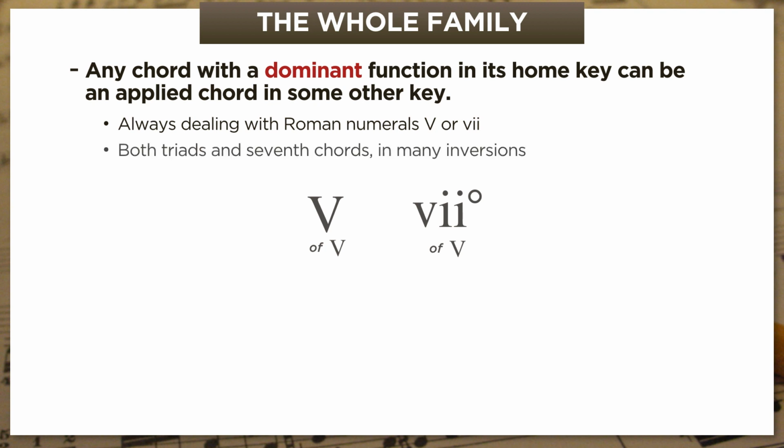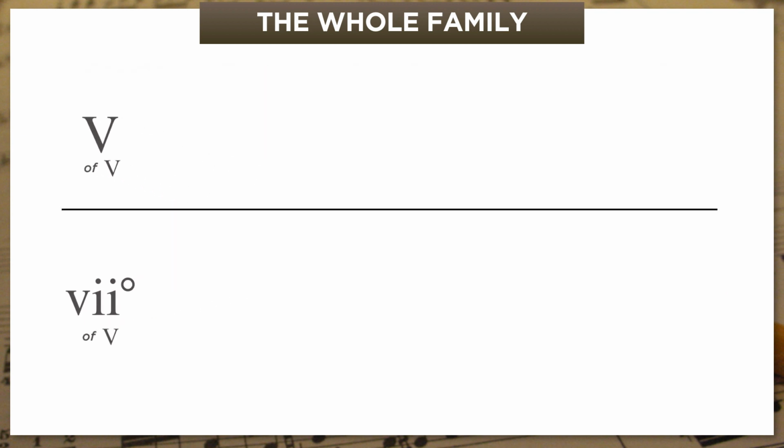But we can have both triads and seventh chords in all kinds of inversions. So let's start with the applied chords in the 5 of 5 family. We've already seen one of these, 5-7 of 5. And to make this less abstract, let's think about these in situations when C is the tonic.